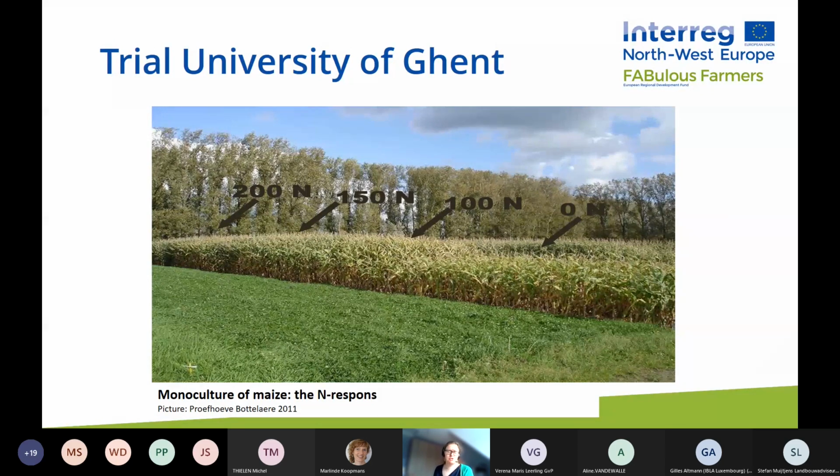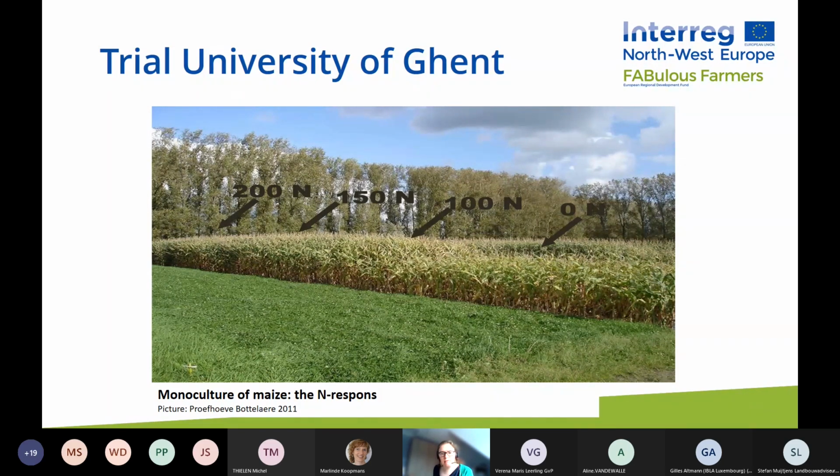And this picture that you see here is already an older picture from 2011, but it's a very nice one, because you see here the different levels of nitrogen that were placed on the field. And as expected, the crops with no manure don't look that happy on this field. The yield is not that big there.